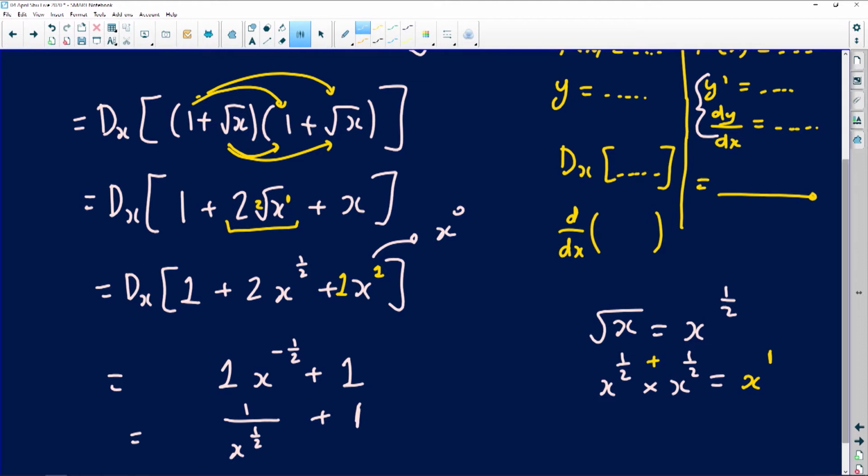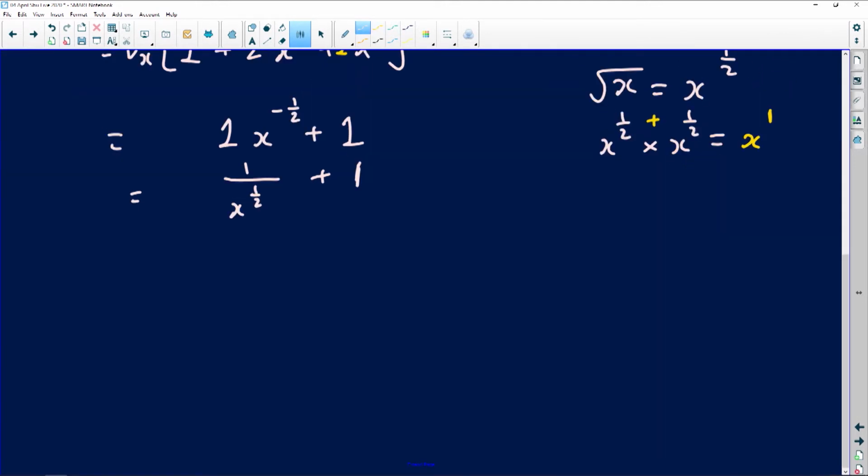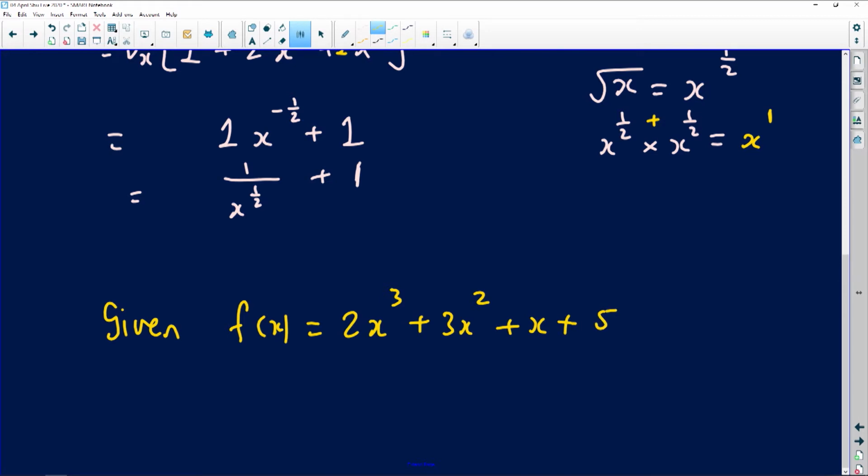Right, so let's move on to the second part of Pumla's question. Beautiful part here. It says to us here, we are given a function f of x, right? It says here, given f of x is equal to 2x to the power of 3 plus 3x to the power of 2 plus x plus 5, right?